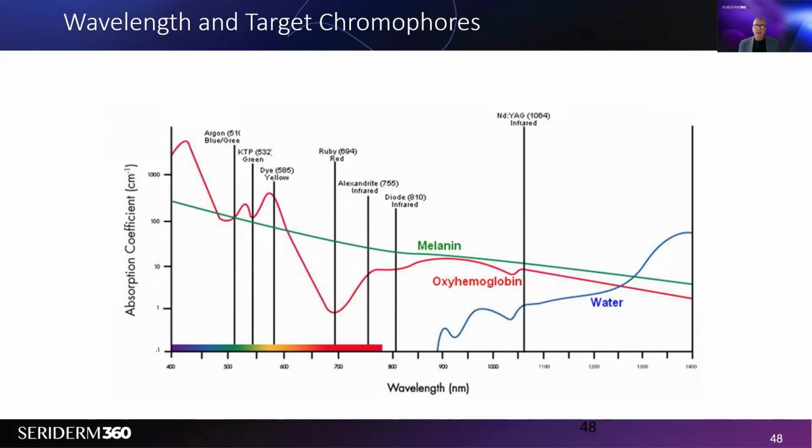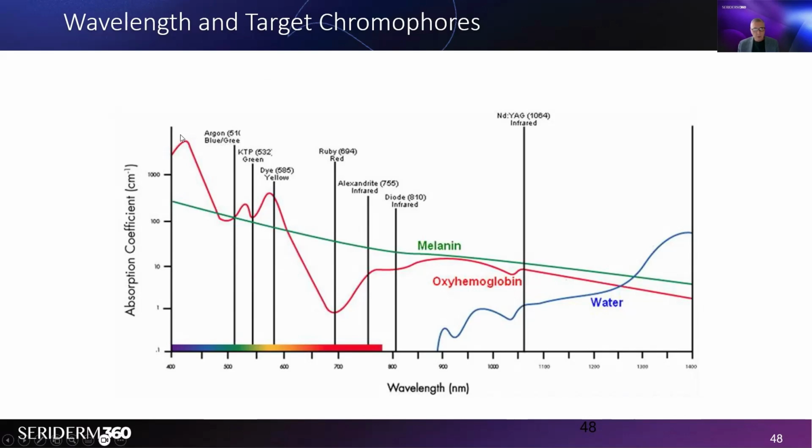So now we need to understand this graph in more detail. We look at the effect of wavelength and target chromophores. On this side here, you've got from 1 to 1,000, and this is the absorption coefficient, how much something is absorbed. How much something is absorbed times the energy gets us to a temperature. Okay, and along the bottom we have the wavelength. And then we have three lines.